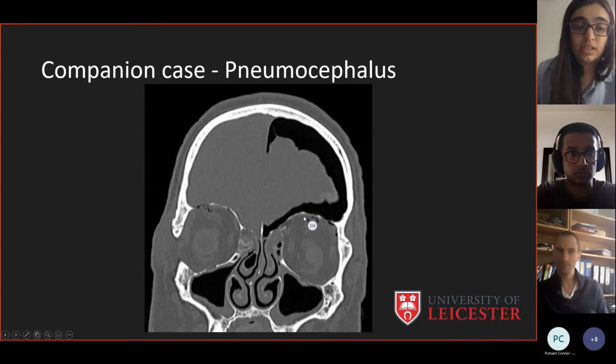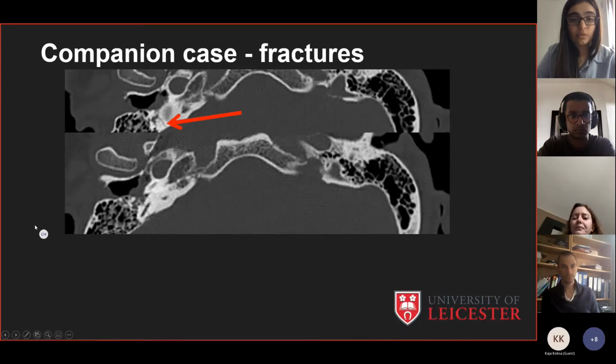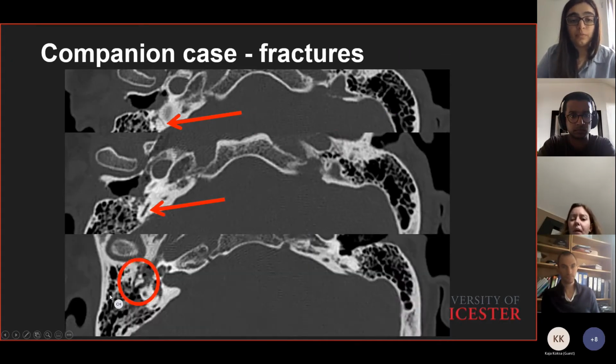So this is an interesting case that we had, which shows extensive pneumocephalus. And in this case, it kind of outlines the brain as being slightly shrunken in size, but I think it's just the air taking more space. And then other fractures that we usually tend to worry about.